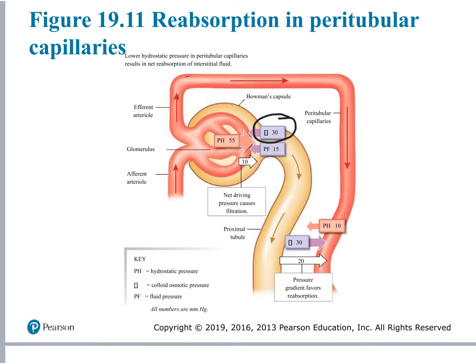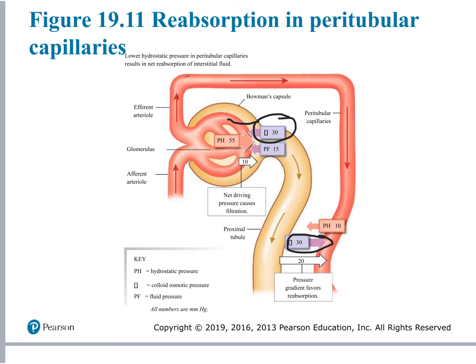So now the direction of fluid is back into the capillaries. Whenever the osmotic pressure reaches the peritubular capillaries, it is the same. Well, why is it the same? It's because we didn't lose any proteins. The proteins stay in the circulation, so the osmotic pressure stays the same.